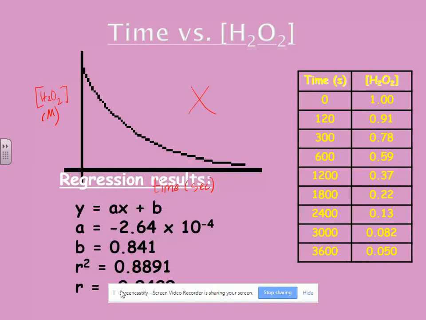If you look at your linear regression results, this is your linear regression analysis here, and you'll notice your R squared and R values are very different. What you'll typically do to determine the order is look at the R squared and R values, and you want to pick the ones that are closest to 1.